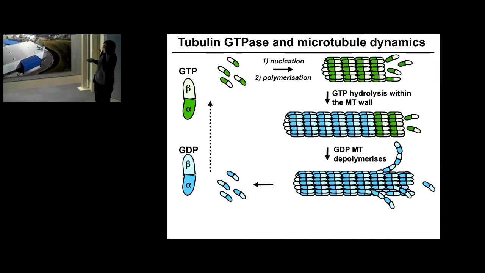So this is also summarizing, of course, a lot of biochemistry data. So in the presence of GTP, nucleation and polymerization of tubulin is very strongly stimulated.